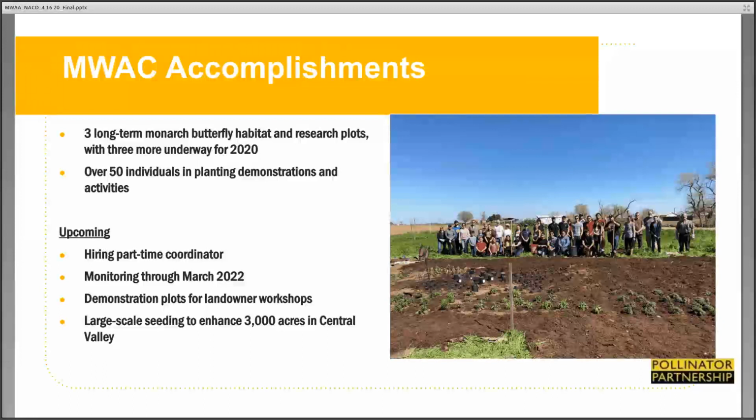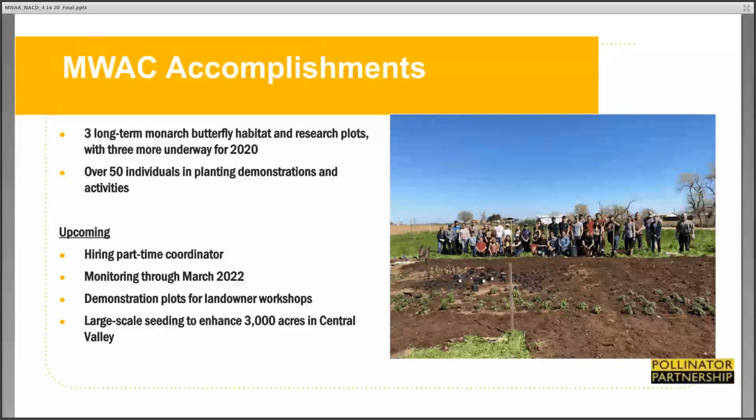Okay, so upcoming for Monarch Wings Across California, we are hiring a part-time coordinator to champion this project out here. We will be conducting monitoring through March of 2022. And we are also creating demonstration plots for landowner workshops. So not only are we installing habitat and doing research, we also want to conduct these workshops, technical assistance for private landowners primarily, but also public land managers, to really take them through the steps of identifying sites for possible habitat, and prepping, installing, and maintaining this type of habitat.